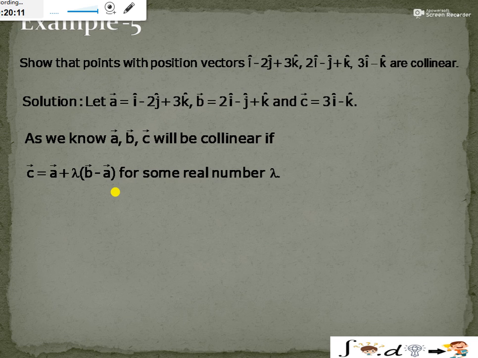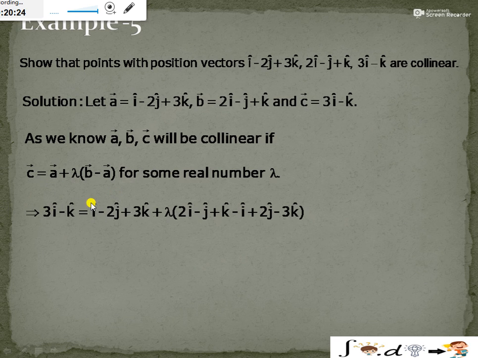अब इसमें value substitute कर दीजिए, या जैसे हमने basic इसका concept किया, यानी कि पहले हम AB की equation find कर लें और उसके बाद C उसमें put करके check कर लें, या हम ये कर सकते हैं ABC की values यहाँ substitute कर दो. 3i minus k is equal to I minus 2j plus 3k plus lambda times 2i minus j plus k minus of I minus 2j plus 3k. This is the position vector of A. Okay, and now we have to simplify this.